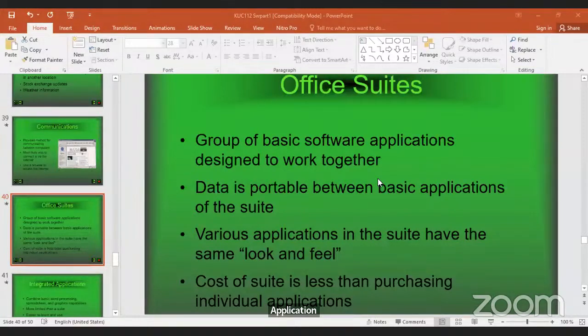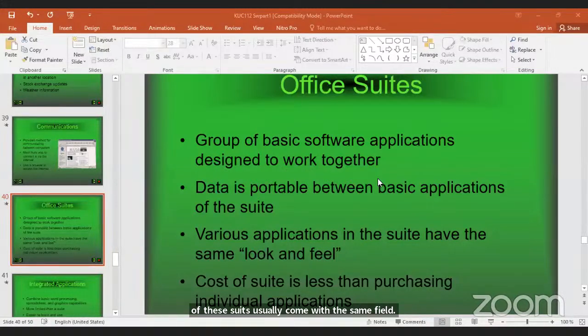I can move data from Excel to Microsoft Word. Can you move data from Microsoft Word to PowerPoint? Various application suites have the same look and feel. Like when you open Microsoft Office, you will see that the menu is the same in Excel, the same in Publisher, and the same in PowerPoint. So most of these suites usually come with the same feel.